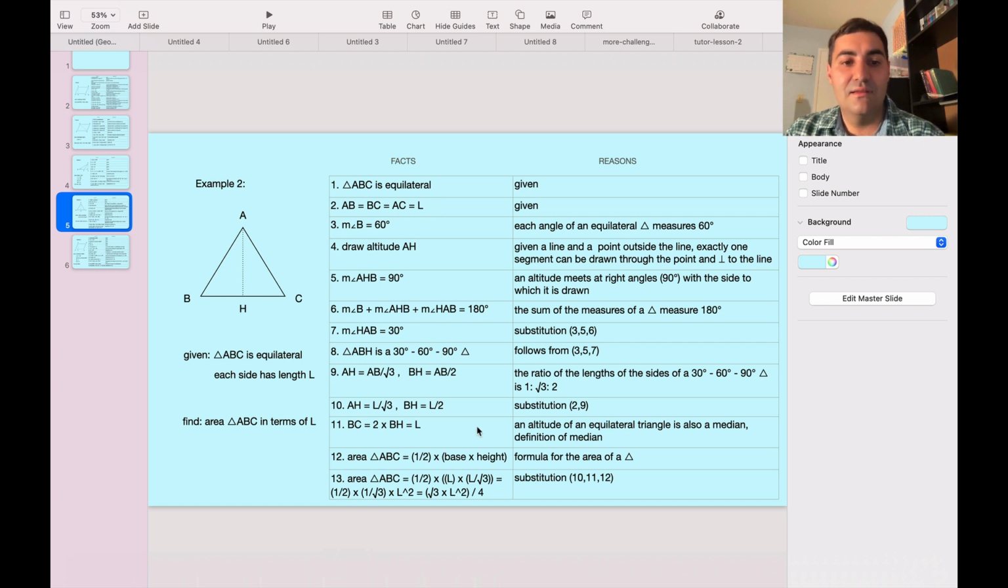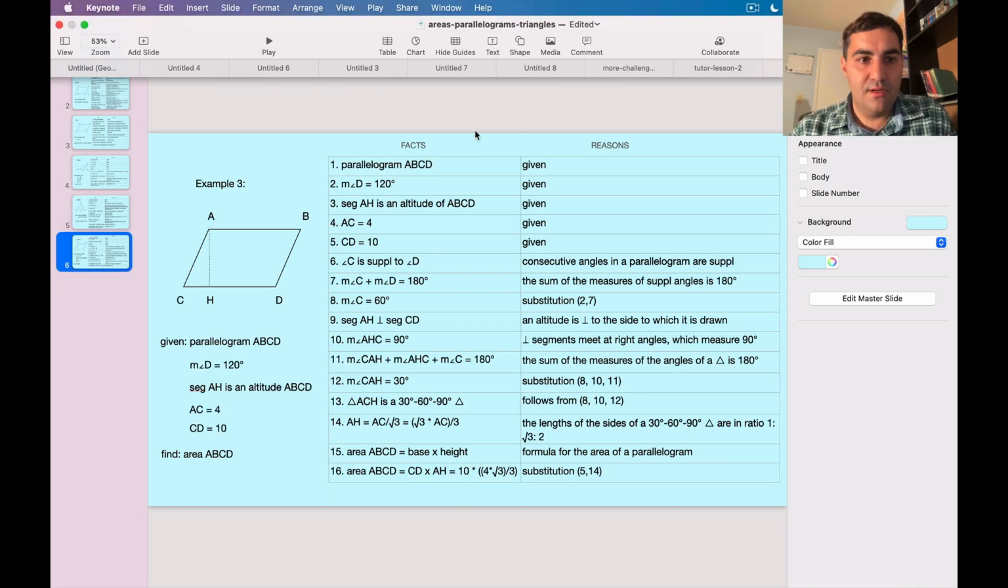But I thought this would be a good thing to throw in, since we can use these theorems about triangles. So anyway, the area of triangle ABC equals 1/2 times base times height. The area of ABC is going to be 1/2 times L times the height. The height is the length AH, which is L divided by root 3. So you simplify and you get square root of 3 times L squared divided by 4. So let's go on to example 3.